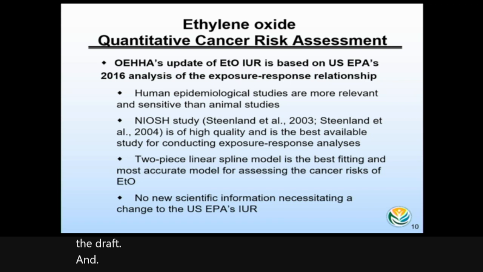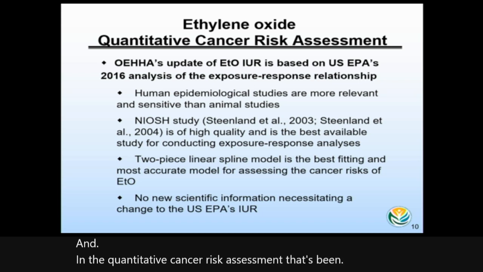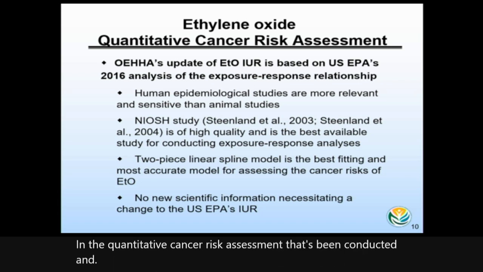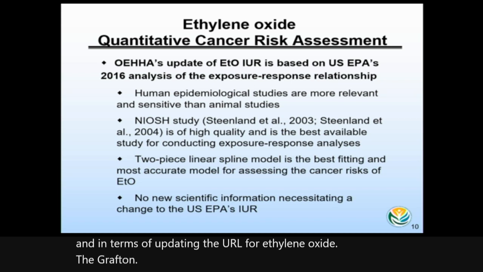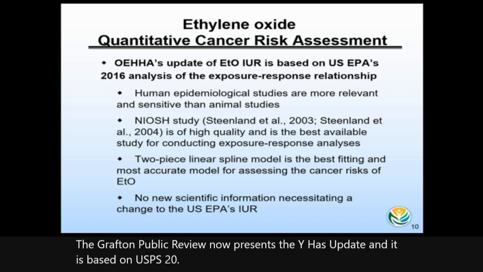In the quantitative cancer risk assessment that's been conducted, in terms of updating the IUR for ethylene oxide, the draft in public review now presents the OEHHA's update, and it is based on US EPA's 2016 analysis of the exposure-response relationship.